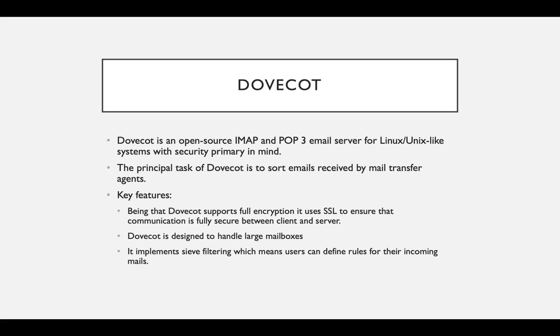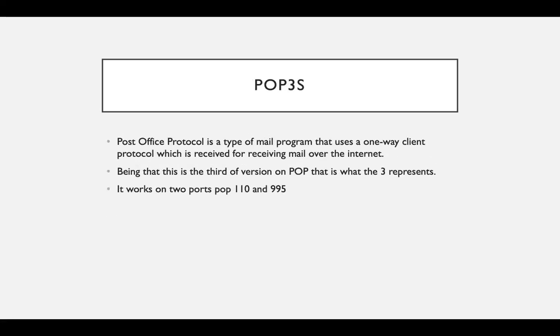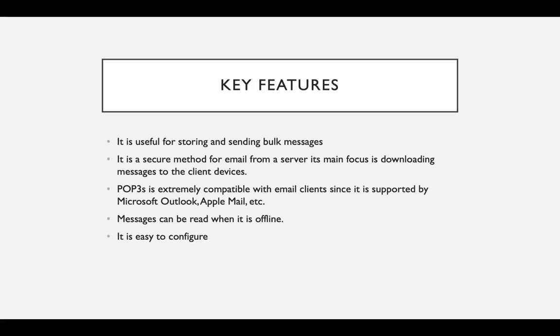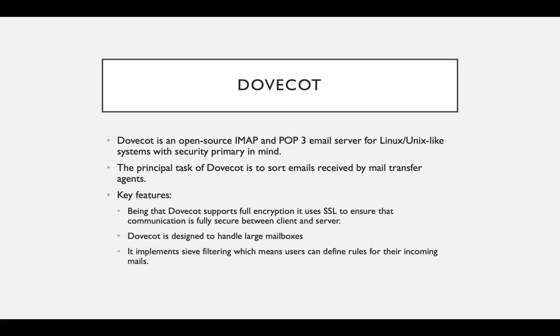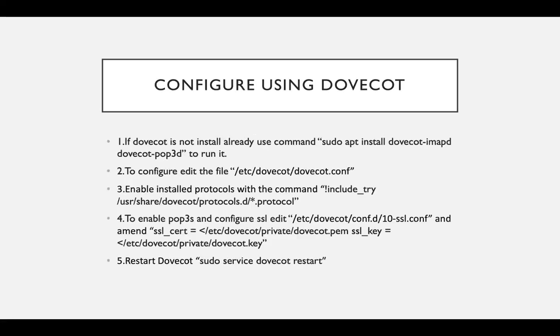Dovecot is designed to handle large mailboxes, and it implements filtering, which means users can define rules for their incoming mails. Dovecot and POP3S work hand in hand. Remember, POP3S is useful for storing and sending bulk messages, same as Dovecot. As I said here, Dovecot is designed to handle large mailboxes.